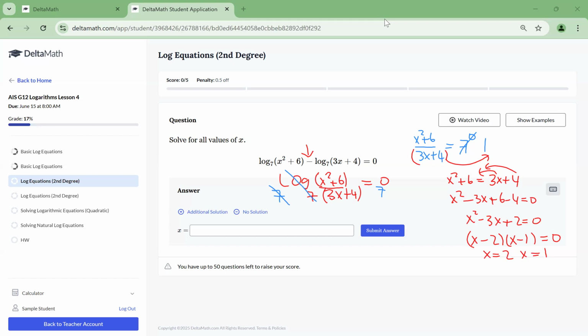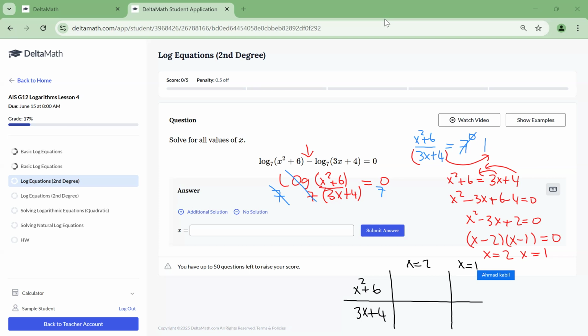Finally, we have to check that the two values of x are indeed correct. And the way to do that is to create a small table with the expressions inside the logarithms. So x squared plus 6 and 3x plus 4. We're going to check these two expressions for the two values of x. The two values of x are 2 and 1. So x equals 2, x equals 1.